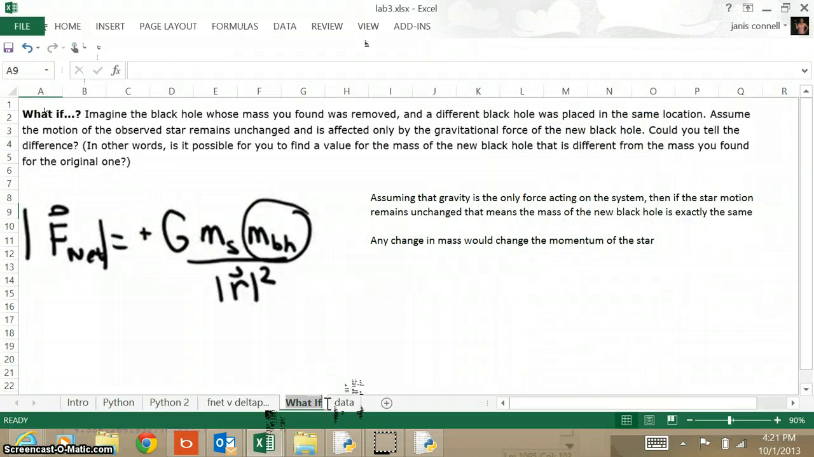We were also asked to imagine the black hole mass was replaced with another black hole. If the motion of the star remains unchanged, then the mass of the new black hole is exactly the same. We know this because a change in mass would impact the change in momentum, and the star's path would change. So if we assume that the only force acting on the star is gravity, and it remains in the same observed path, then the mass of the new black hole must be exactly the same.